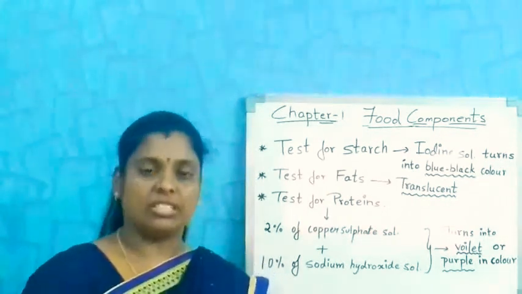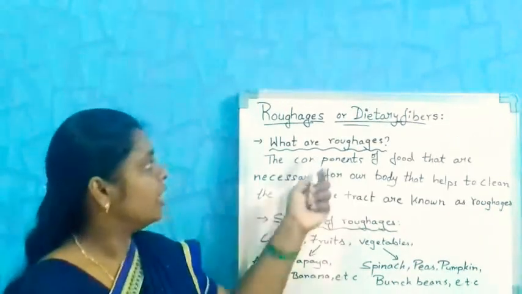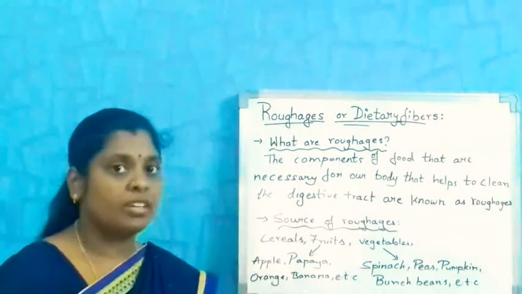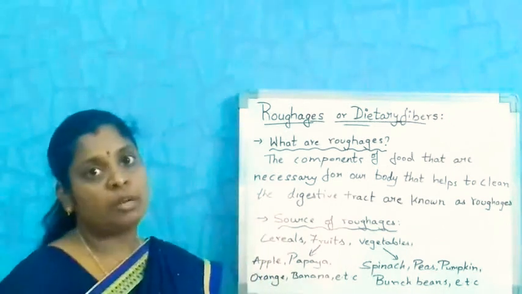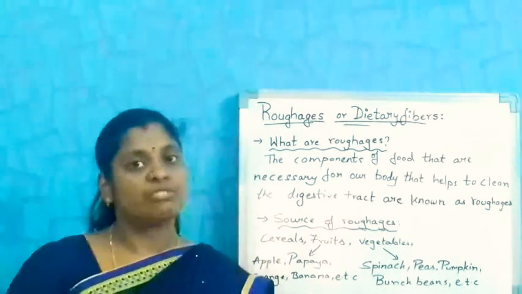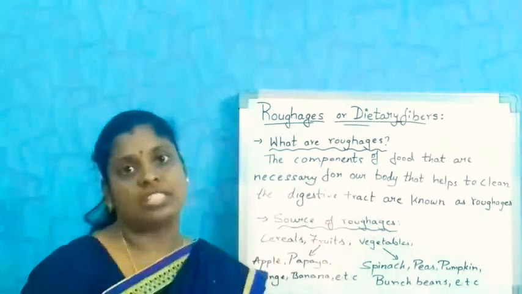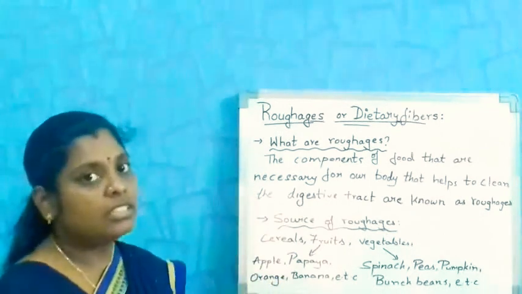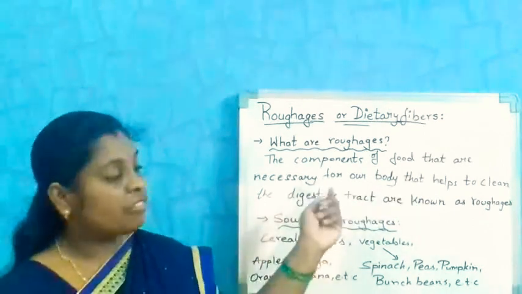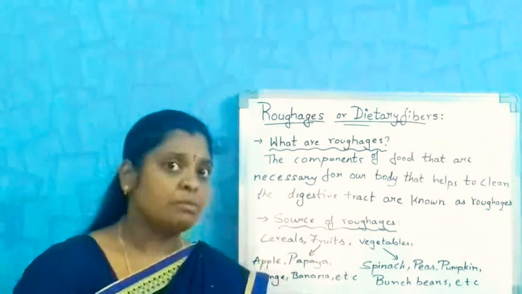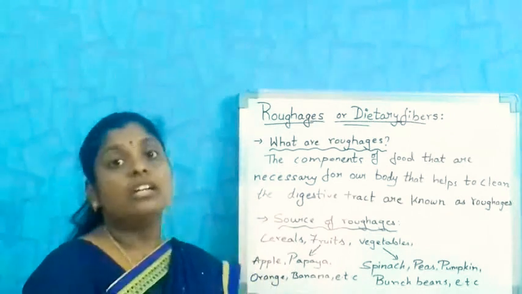Next one, roughages. Roughages are dietary fibers. What are roughages? Till now you have heard about carbohydrates, proteins, fats, vitamins, but not about roughages. See, the components of food that are necessary for our body and help to clean the digestive tract are called roughages.